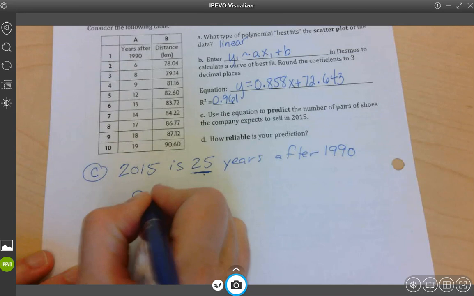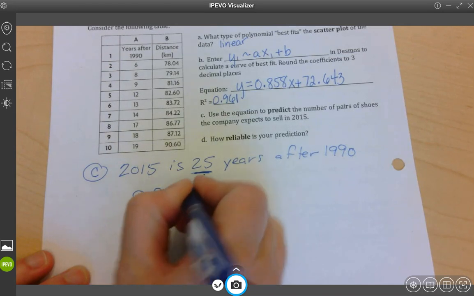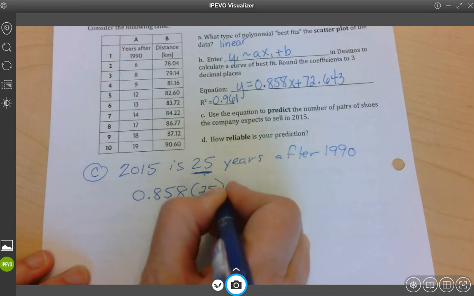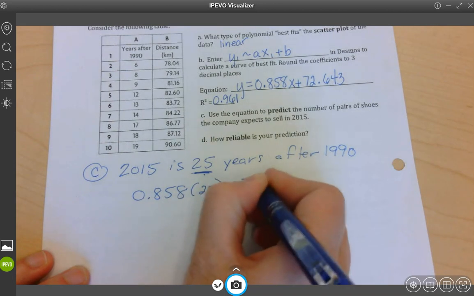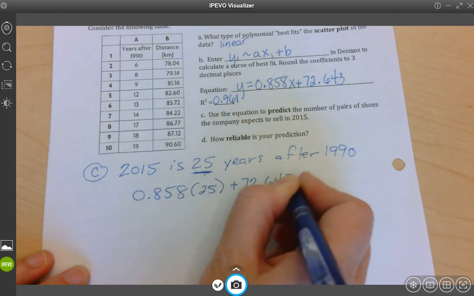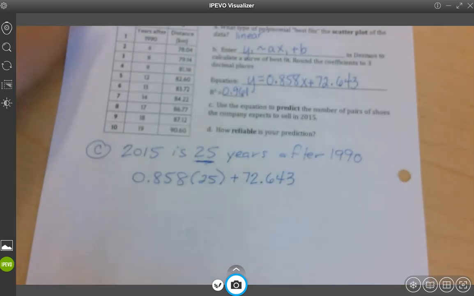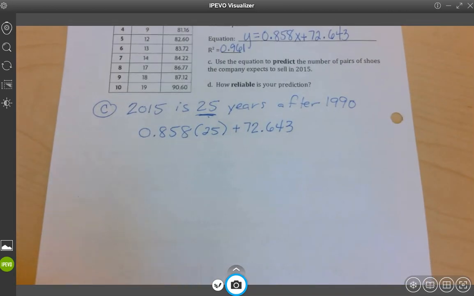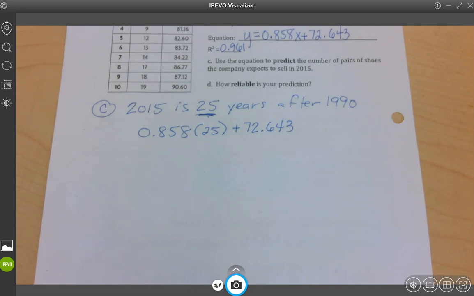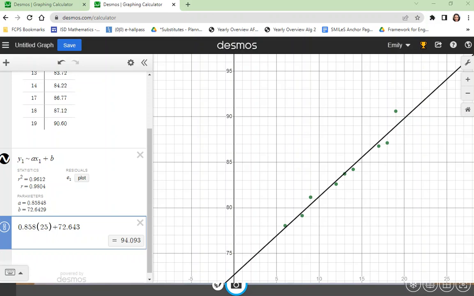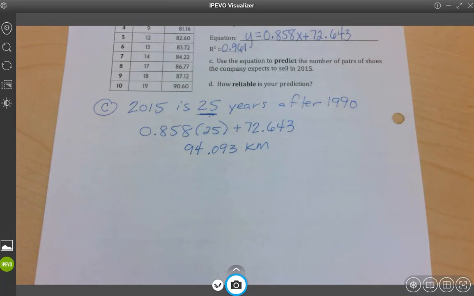So you're going to do 0.858 times 25 plus 72.643. And then go ahead and find that answer. All right, so here's what I'm getting, 94.093, and then Blaine told us that the unit is what? Kilometers. Very good. Kilometers. All right, let's do D.